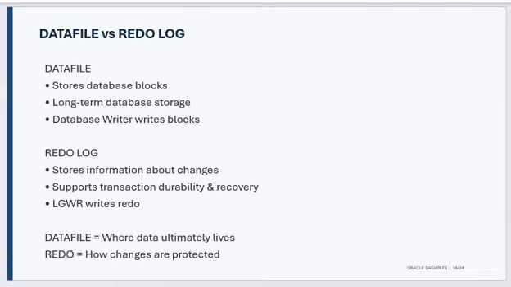Now, what is the difference between a data file and a redo log file? This distinction is so important that we need to repeat it once again. A data file stores the database blocks, and a redo log stores information about those changes. Suppose a customer changes their account balance. The changed block eventually needs to exist in the data file. But Oracle also records redo describing that change. If the server crashes before the changed block reaches the data file, Oracle can use the redo during instance recovery. So the data file is where the data ultimately lives, and redo is how Oracle protects the change.